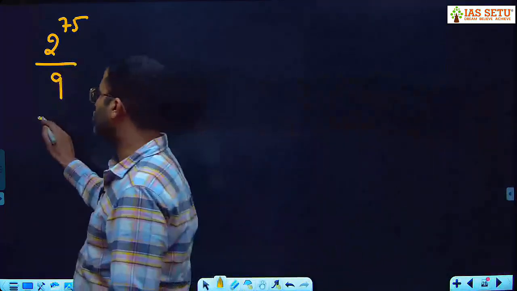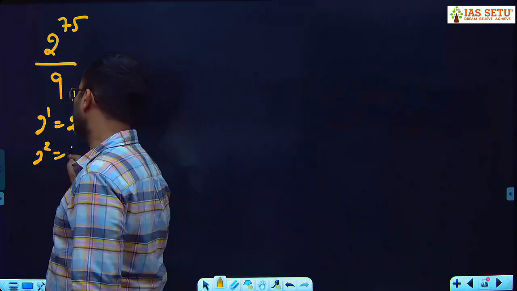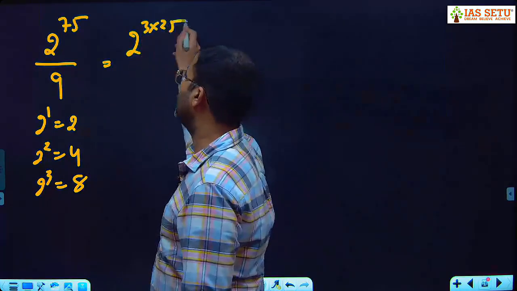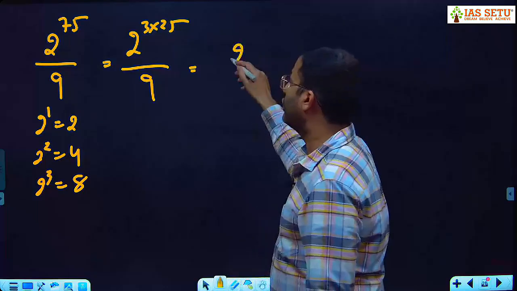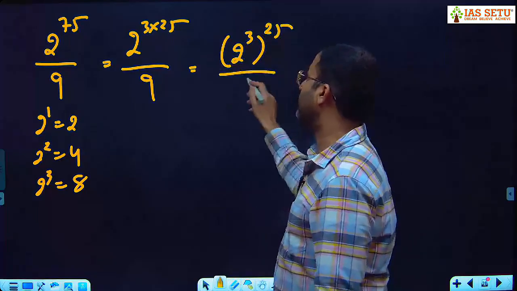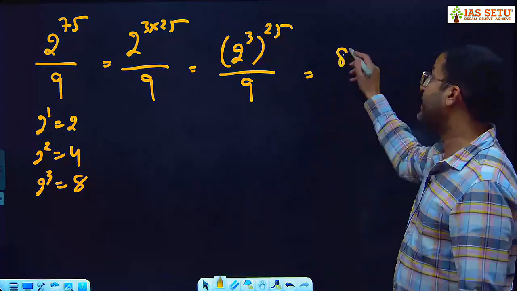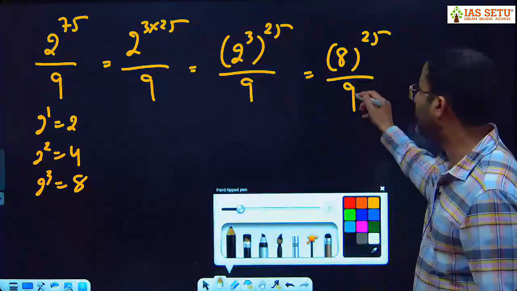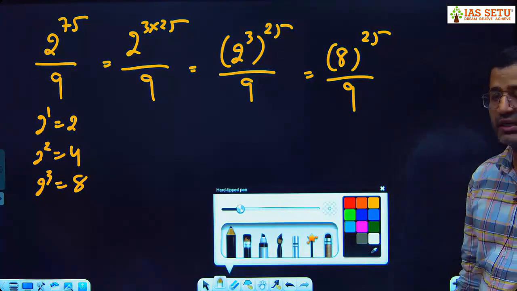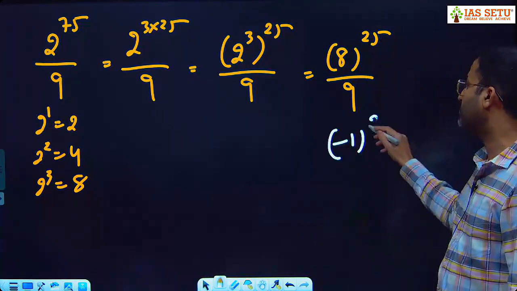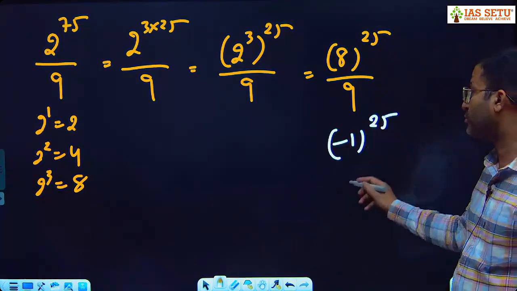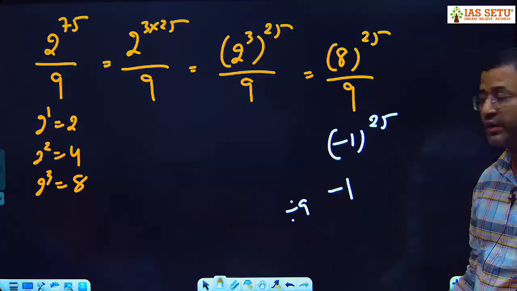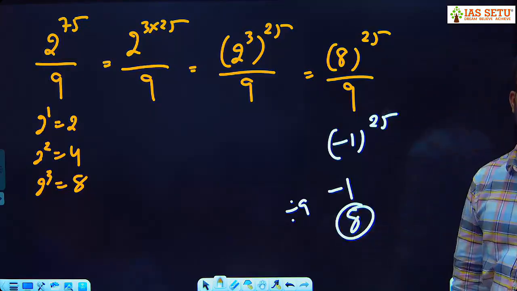Let us check. 2 to the power 1 is 2, 2 square is 4, 2 cube is 8. So it is 2 to the power 3 into 25 divided by 9. So it is like 8 to the power 25 divided by 9. Now every 8 with respect to 9 gives remainder 8 as well as minus 1. So minus 1 how many times? 25 times. So minus 1 to the power 25 is minus 1. Your divisor is 9. You have negative remainder 1, positive remainder 8. So your answer here is 8.